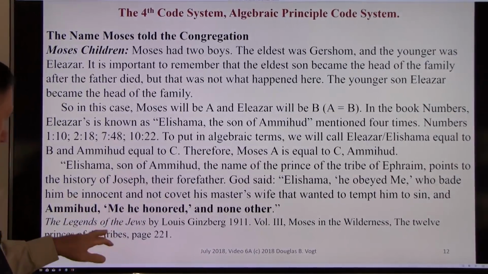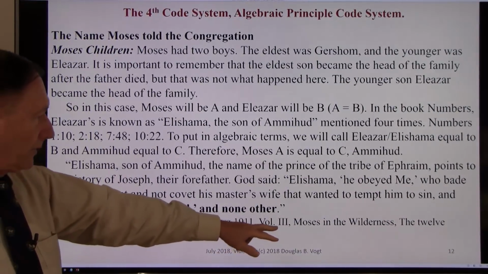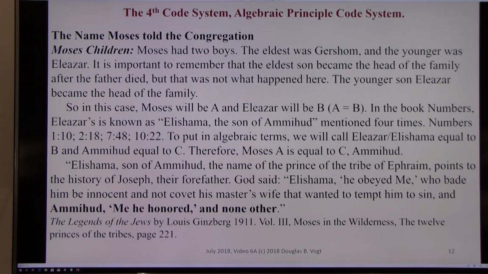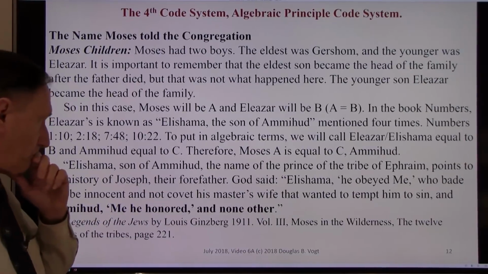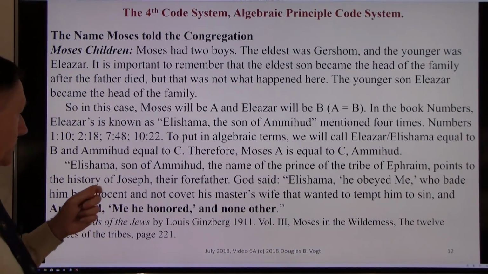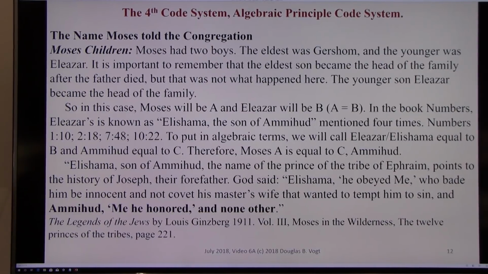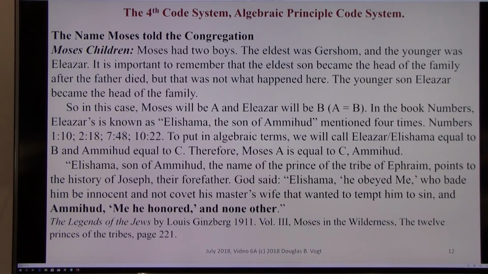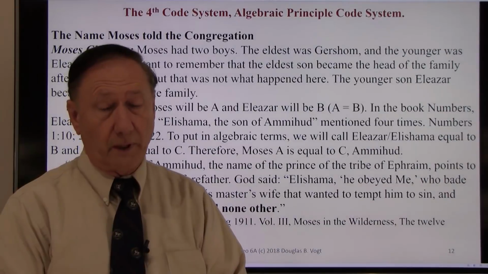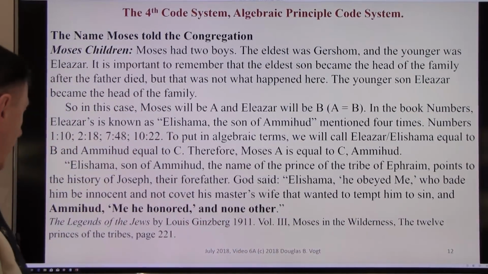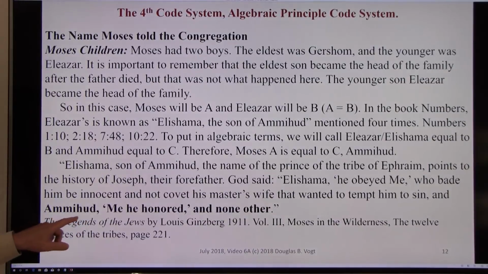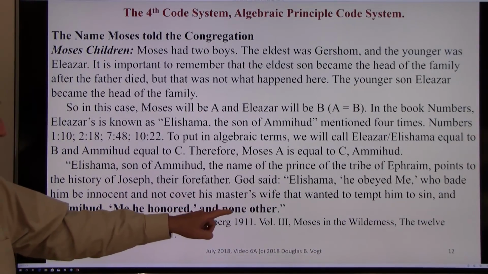I found a legend in Legends of the Jews. Here's the reference for it: Volume 3, Moses in the Wilderness, the 12 princes of the tribes, page 221. This is the legend. Eliashama, son of Ammihud, the name of the prince of the tribe of Ephraim, points to the story of Joseph and their forefathers. God said, Eliashama, he obeyed me, who remained innocent and did not covet his master's wife that wanted to tempt him to sin. A little reference to Joseph and what was going on with Hatshepsut. And Ammihud, keep note, Ammihud, me he honored, and none other.